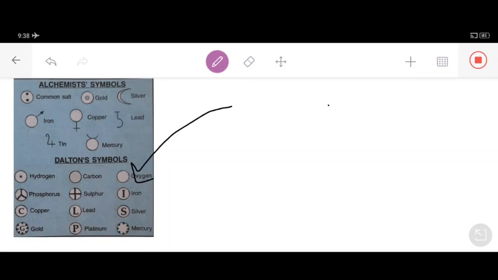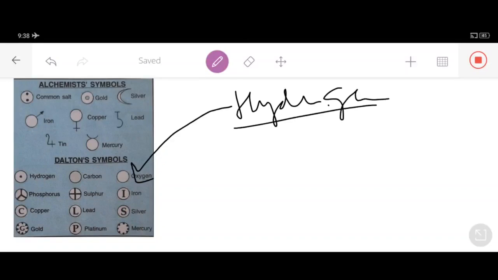So, Dalton symbols. This is hydrogen. Hydrogen was symbolized like this. If someone was in a state to remember hydrogen, it was obvious for that person to remember it like this: the circle, and in the circle we have one dot. This is the symbol Dalton used for hydrogen.